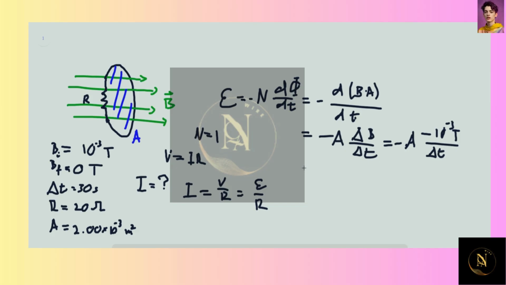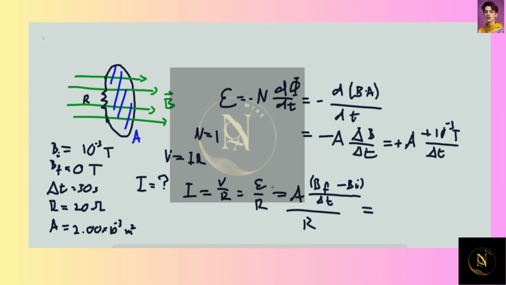And so now, just using this fact, we can write this into the formula here. So these minuses cancel from the EMF. And so we have A times B final minus B initial. This is just the change in the magnetic field divided by the time it takes for the change to occur, all divided by R.